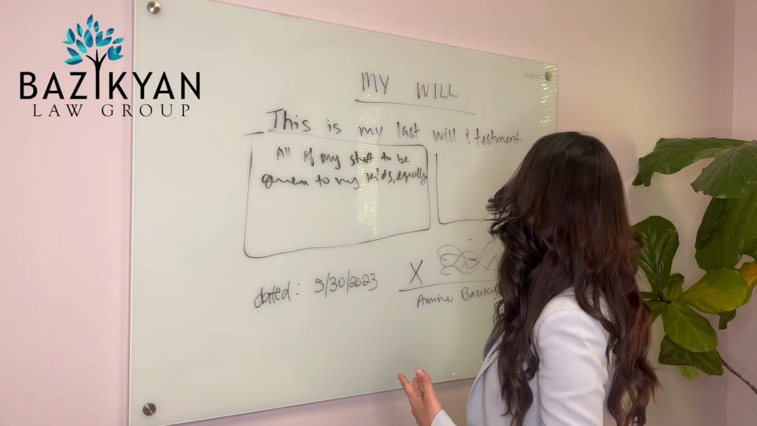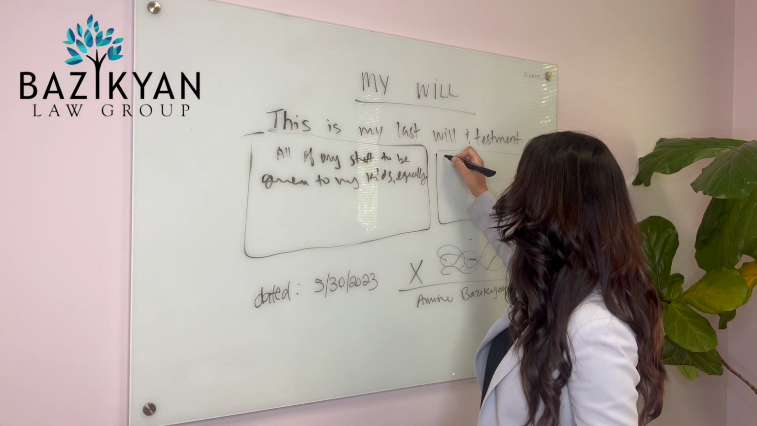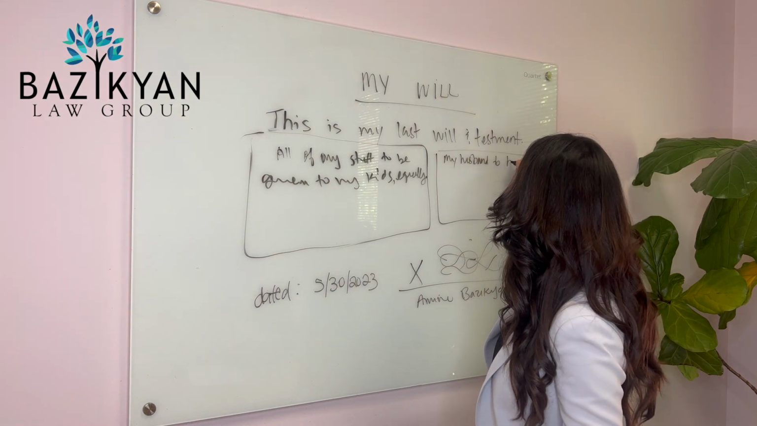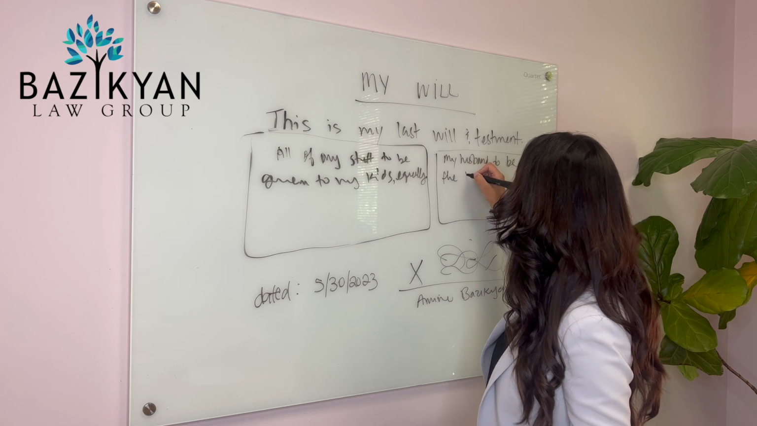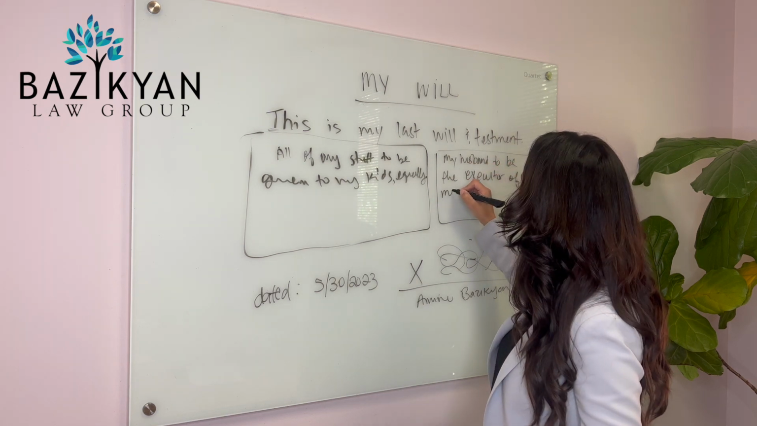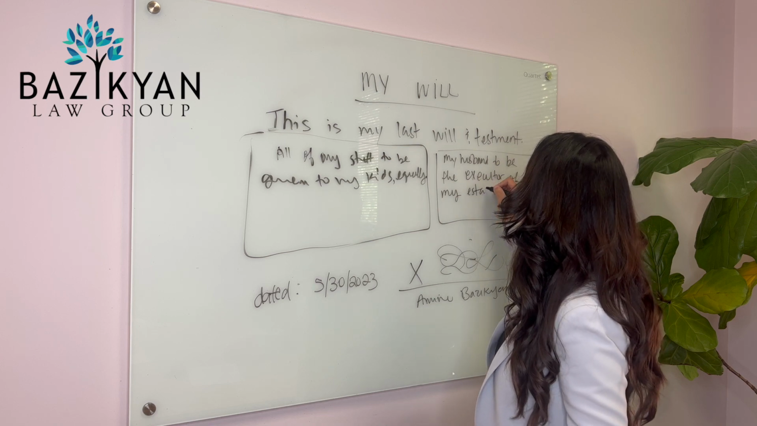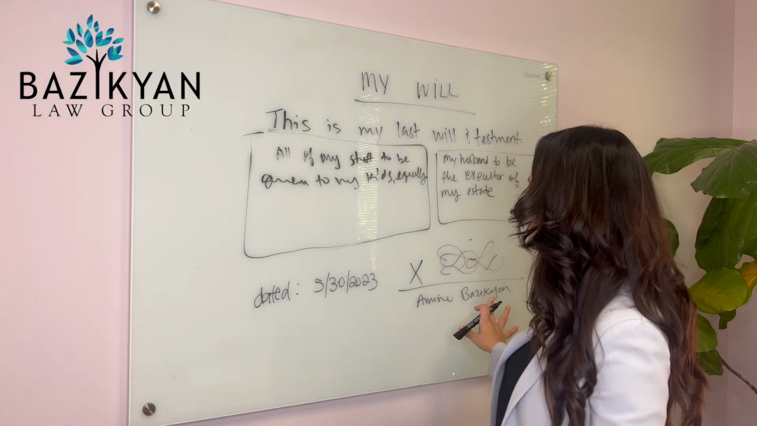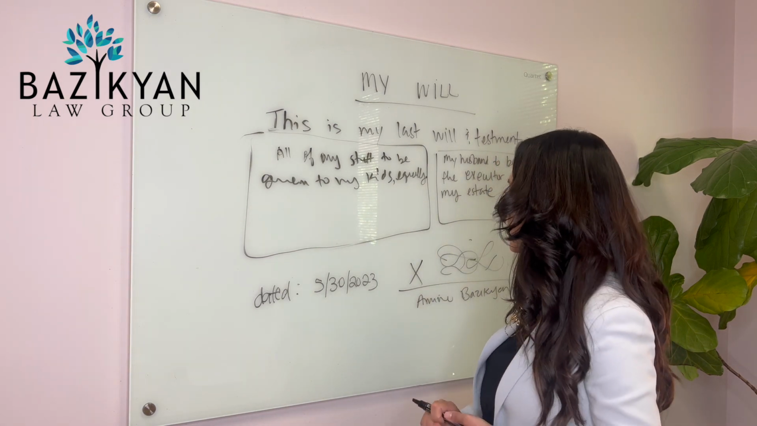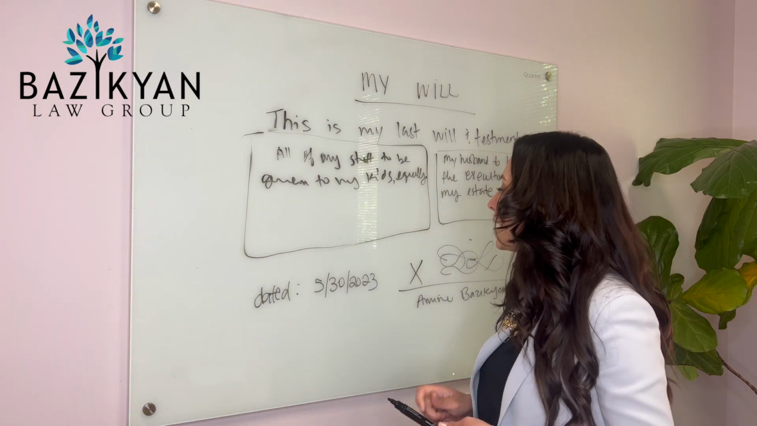And then also I'm going to have a general statement about, you know, my, I don't know, husband to be in charge, to be the executor of my estate. I'm telling the court, you know, I would really like my husband to be the one that submits this to you in court and administers this estate. So those are very important.